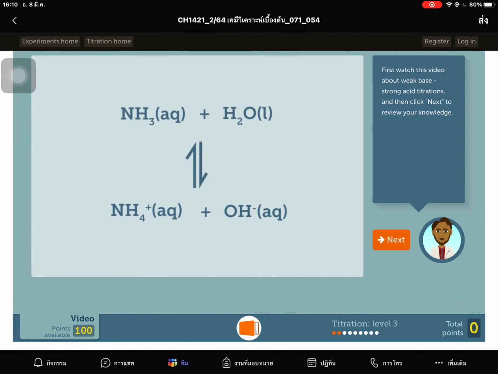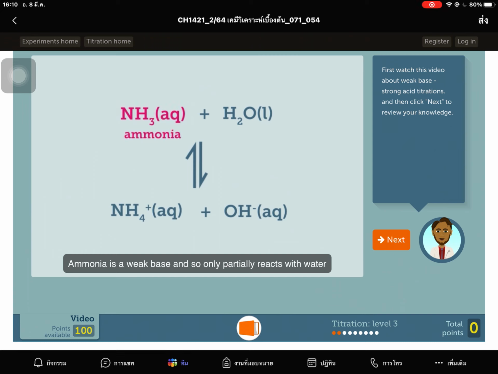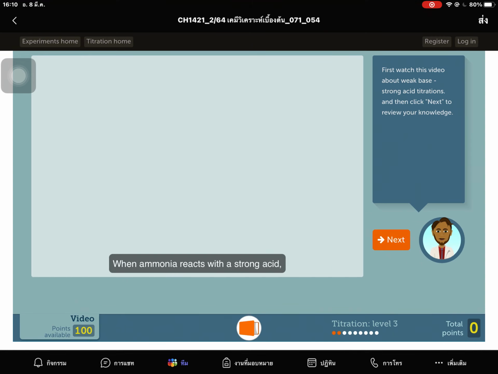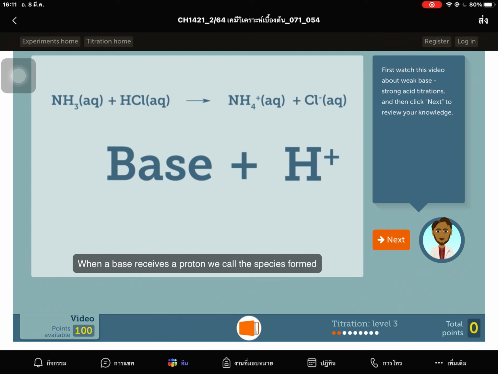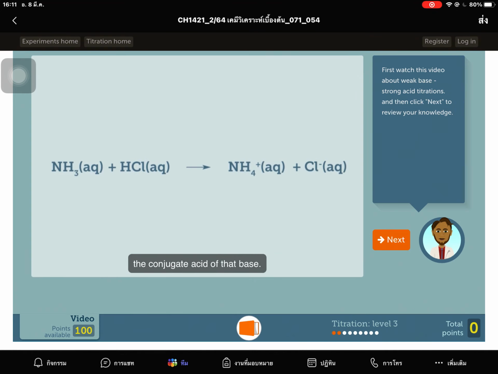ammonia in the product. Ammonia is a weak base, and so only partially reacts with water to form an equilibrium mixture with ammonium and hydroxide ions. This is represented by the equilibrium arrow on the chemical equation. When ammonia reacts with a strong acid, such as hydrochloric acid, it is fully protonated to form ammonium and chloride ions. When a base receives a proton, we call the species formed the conjugate acid of that base. In this example, the ammonium ion is the conjugate acid of ammonia.